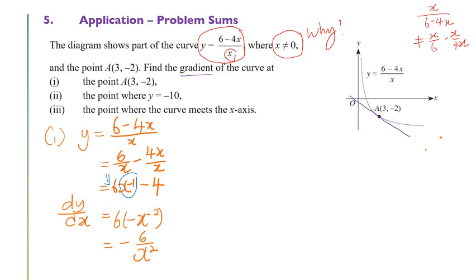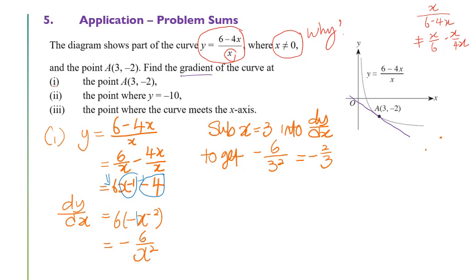Right, there's no need to put a 1 there. Negative 1 means it's just negative. But if you want, you can put the 1 there, and then negative 1 minus 1 will give you negative 2. So this will give you negative 6 over x squared. And of course, the derivative of a constant will be 0. Okay, so we're going to substitute x equals 3 for part 1.